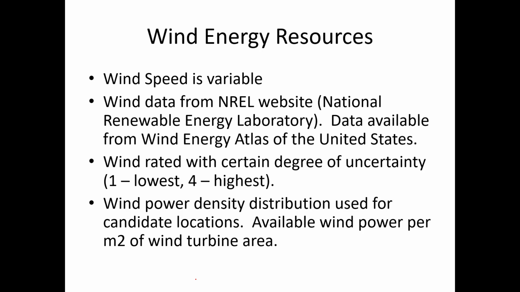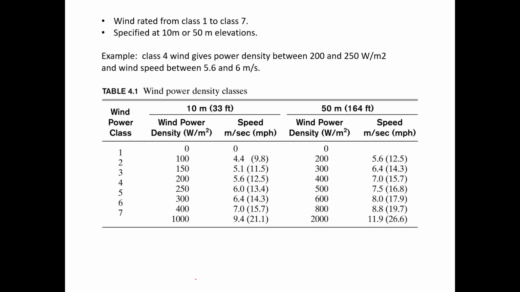And then it looks at wind in terms of what we would call a wind power density distribution. So you would use this atlas to look at possible candidate locations by looking at the available wind power per meter squared of wind turbine area. So it helps you get an idea of how much energy you can expect. Wind itself is rated in classes of 1 to 3, and those classes are specified at either 10-meter or 50-meter locations.